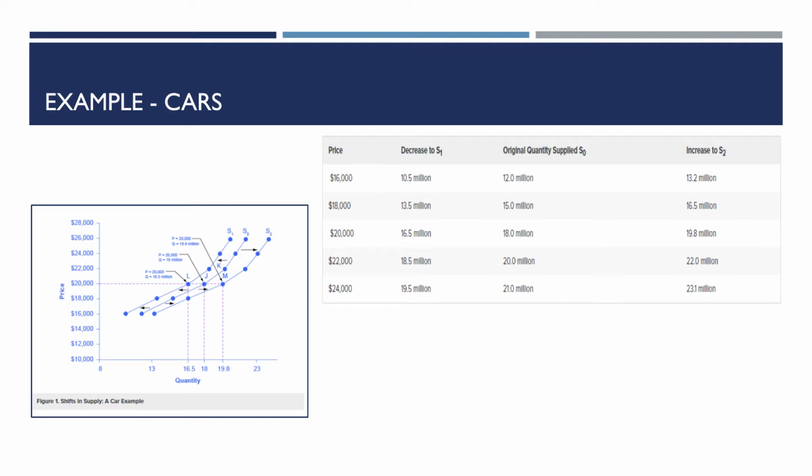Conversely, if the price of steel decreases, producing a car becomes less expensive. At any given price for selling cars, car manufacturers can now expect to earn higher profits, so they will supply a higher quantity. The shift of supply to the right from S0 to S2 means that at all prices, the quantity supplied has increased. In this example, at a price of $20,000, the quantity supplied increases from 18 million on the original supply curve S0 to 19.8 million on the supply curve S2, which is labeled M.